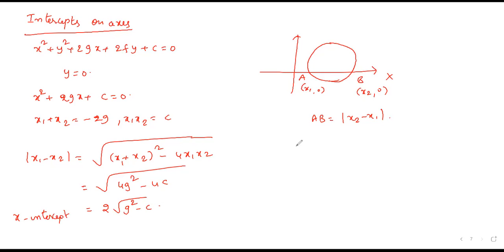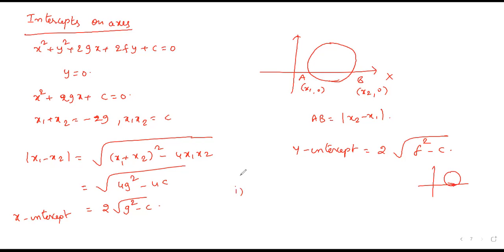And similarly, for the circle with x equal to 0, the length of intercept on the y-axis, meaning the y-intercept, is 2 into root f square minus c. Suppose the circle touches the x-axis, then the length of intercept is 0. So 0 means g square equals c.